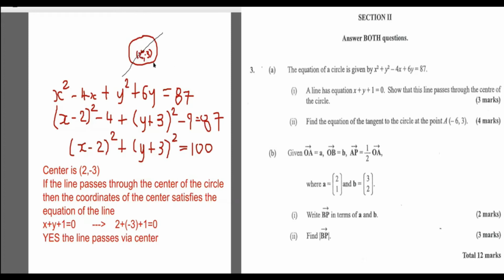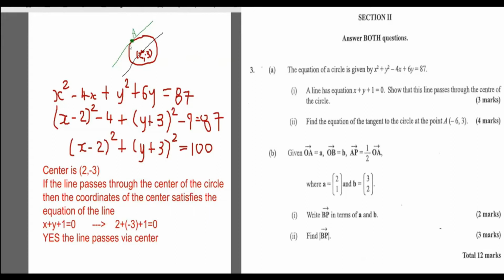So an x value of -6, let me put it in green. If this is 2, then -6 is over here, and then +3 would be here. So based on my sketch, right here is where the point A is. A is somewhere right here, and then this is the tangent. We need to find the equation of this tangent right here.